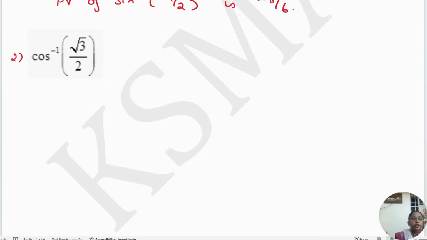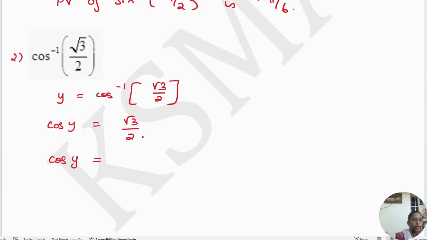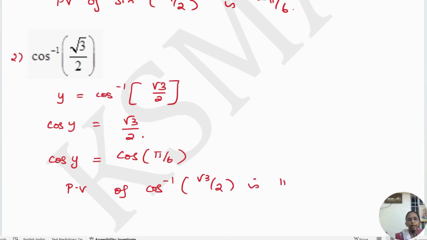Second problem is cos inverse of root 3 by 2. So y is equal to cos inverse of root 3 divided by 2. So cos y is equal to root 3 divided by 2. So this can be written as cos y is equal to, root 3 by 2 in terms of cos is cos of pi by 6. And the principal branch value for cos inverse is 0 to pi. So this pi by 6 falls within that range. So the principal value of cos inverse of root 3 by 2 is pi by 6.